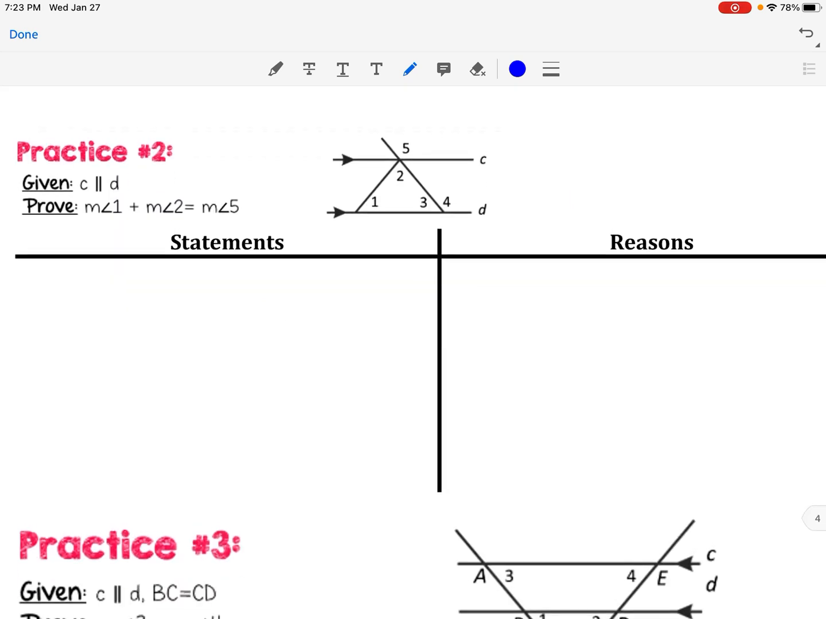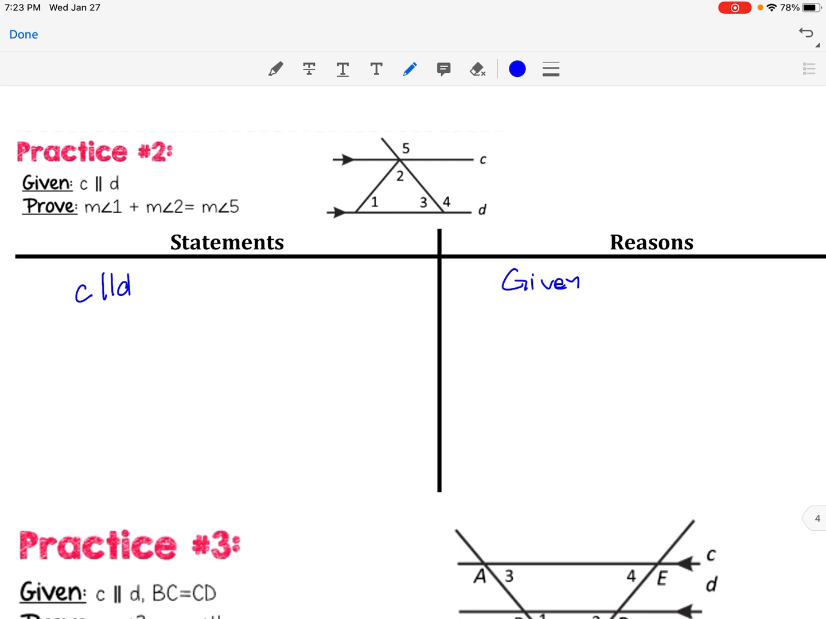Okay. Next, we have parallel lines this time. So we're probably going to be introducing some of our alternate exterior, interior, corresponding, some of those relationships into our proof this time. The only thing we are given is that C is parallel to D, so we can go ahead and write that as our first statement. You can always do that automatically. Just copy and paste that given statement. And the reason is we are given that information.